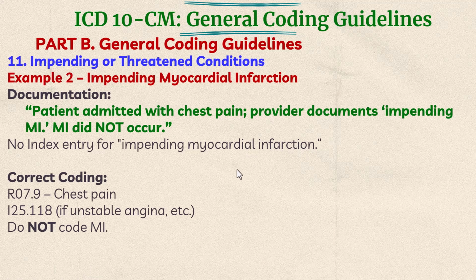In that case, you have to code for the symptoms. So R07.9 for chest pain. If it is said as angina, you can code I, but do not code for this MI because it did not occur.